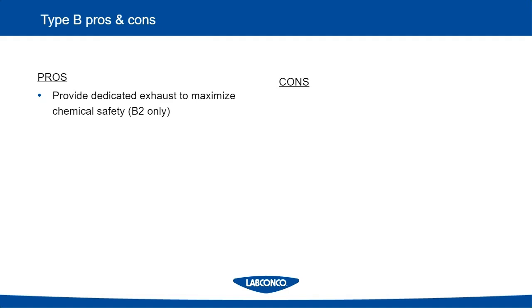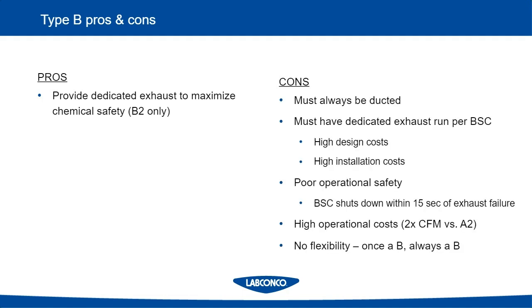The pros of the Class II B2 cabinet is that they provide maximum exhaust for chemical safety. 100% of the work surface is exhausted. You don't have to worry about any air recirculating around the cabinet. However, the downside is that these cabinets must always be ducted. They must have a dedicated exhaust run for each BSC, which can increase design costs and installation costs.